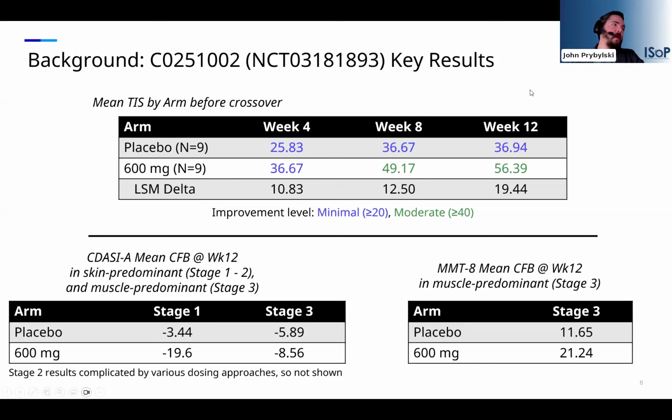And as you can see, we're just on the cusp of an average improvement in our 600 milligram group, very close to major improvement, which is good. But we also saw a very strong placebo response, which we expected maybe closer to what we saw at week 4 to week 12. So it kind of brings to question, how do we interpret the 600 milligram data? And then, of course, it reduces the delta that we observed. So with 9 subjects per group, very big uncertainty bands. So it leaves a lot of open questions.